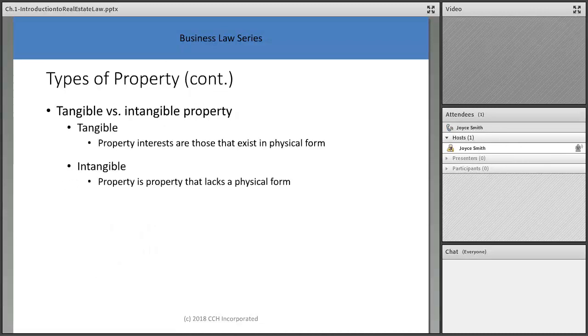We have tangible versus intangible property. Tangible is property interests that exist in physical form. You can touch it, you can feel it. Intangible is property that lacks physical form. So that might be a copyright or a patent or something like that. You've got to have something else attached to it, but that would be the intangible type of property.